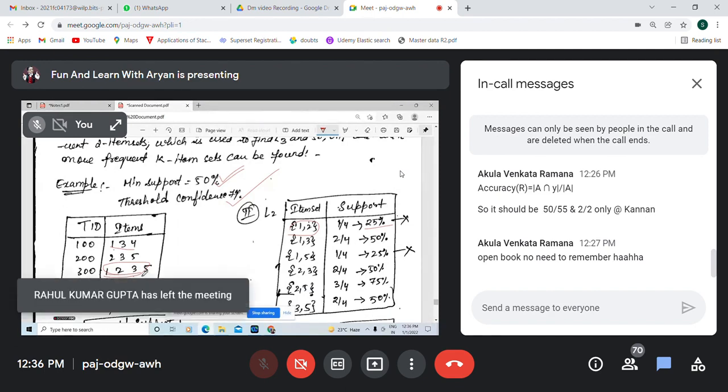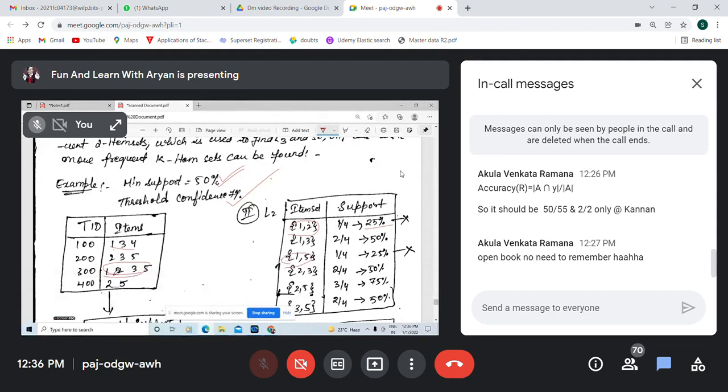Where are you getting 1 and 5? Both should occur. 1 and 5, only at one place. 1 by 4. We are calculating support here, guys. So 4 is nothing but the total number of item sets. 2 and 3, 1, 2. 2 by 4. 2 and 5, 1, 2, 3. 3 by 4.